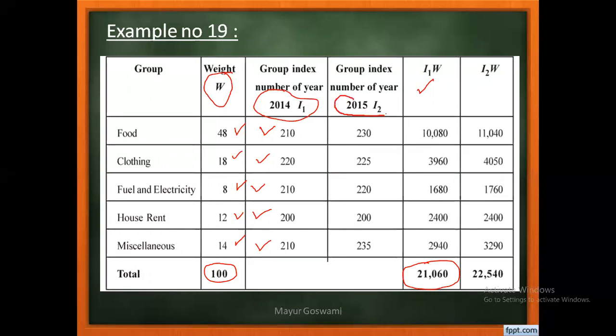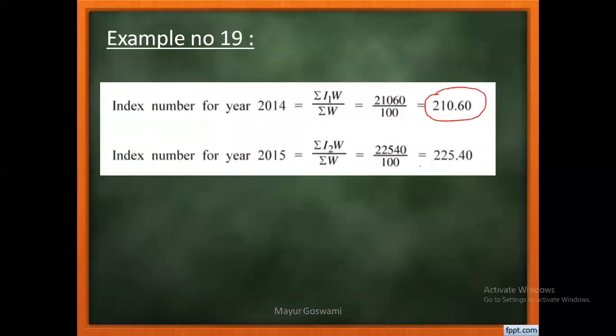Now for 2015, the weight remains the same, but the index number changes. Here the 2015 index number is given. Now I into W: 48 into 230, 11,040. 18 into 225, 4,050. Then 8 into 220, 1760. 12 into 200, 2400, and 14 into 235, 3290. So this is your sigma IW, 22,540. We already have sigma W, which is 100, right?